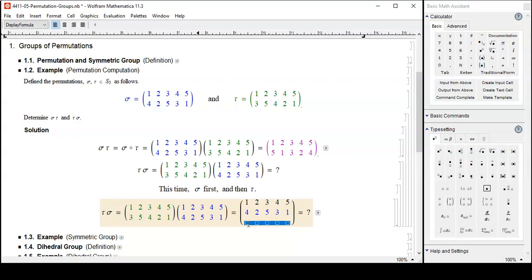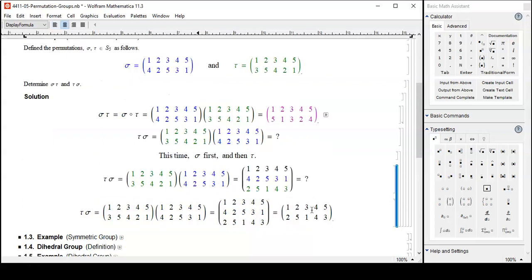And then next, 4 goes to 2. And then 2 goes to 5. And then 5 goes to 1. And 3 goes to 4. And finally 1 goes to 3. Did I do this right? Let's check. Yeah, that's right.